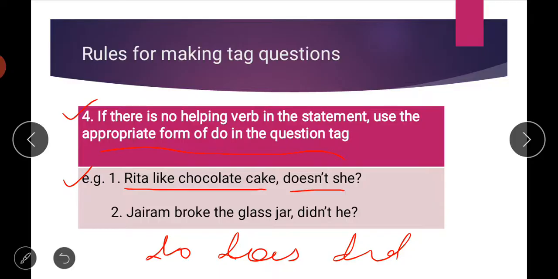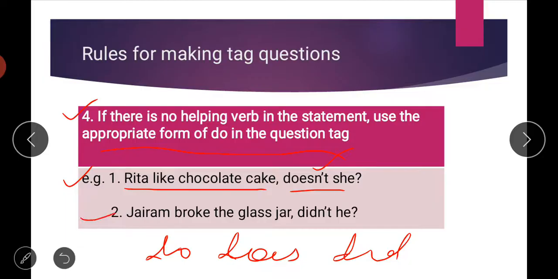Because the statement was positive, we have to form a negative tag, so not will definitely come. Because Rita is a single girl, we are talking about a single person, so the subject is singular. With singular we use the word does. So doesn't she is the right tag for this statement.